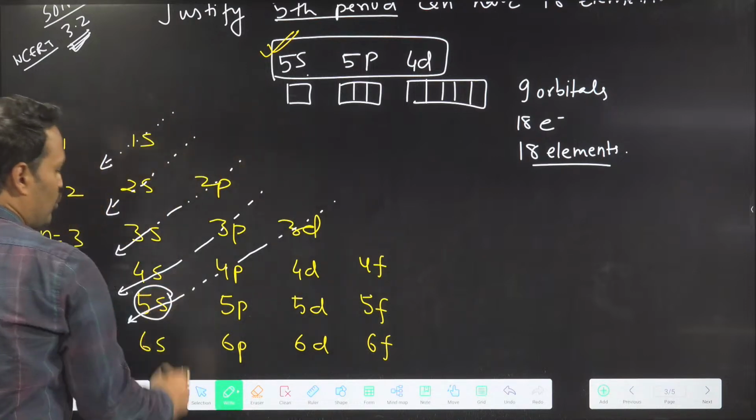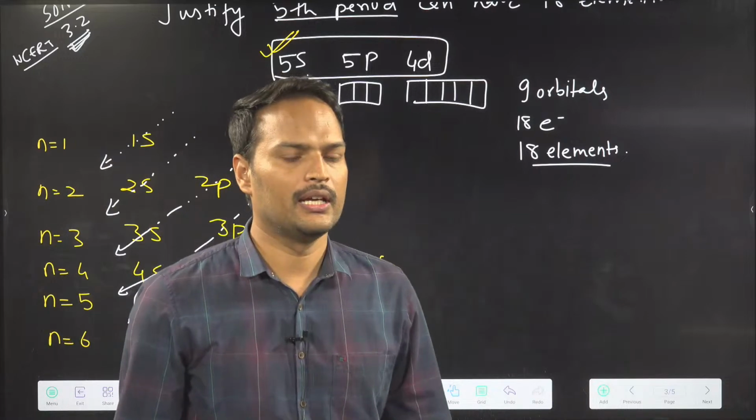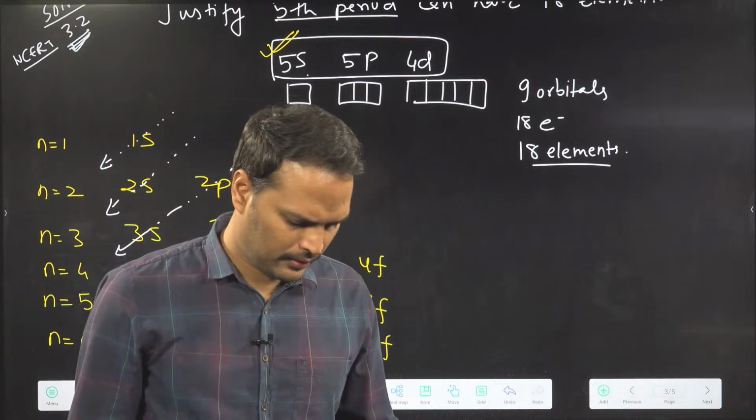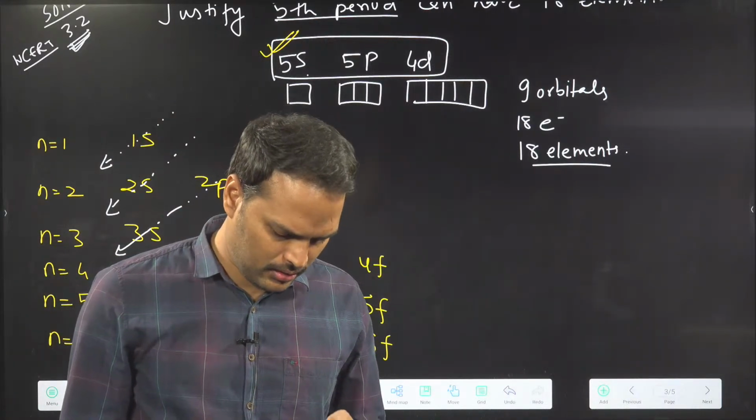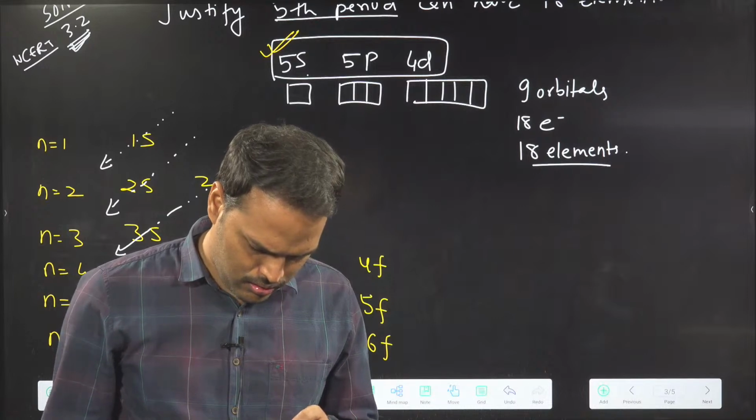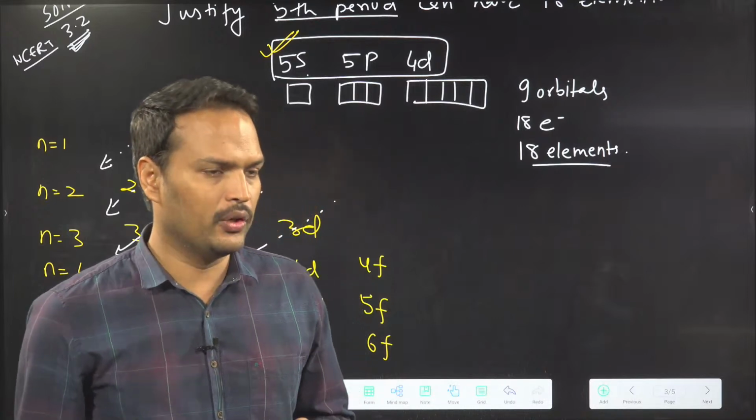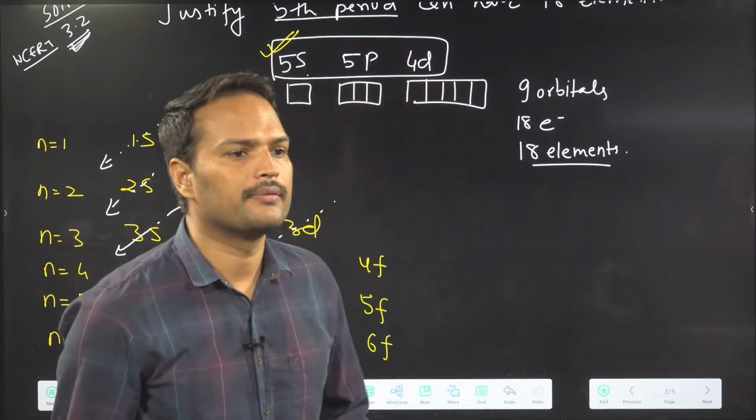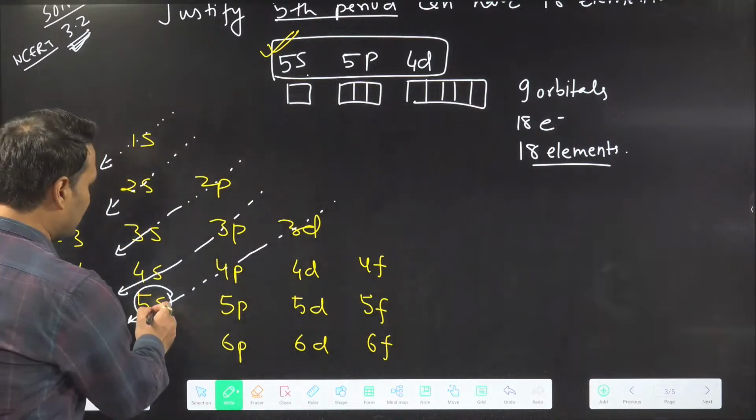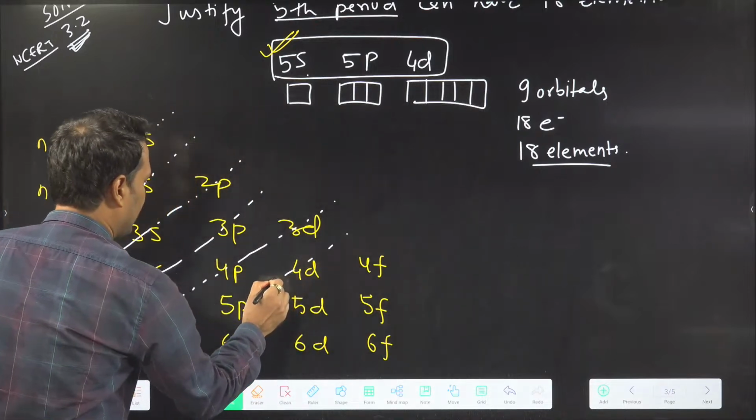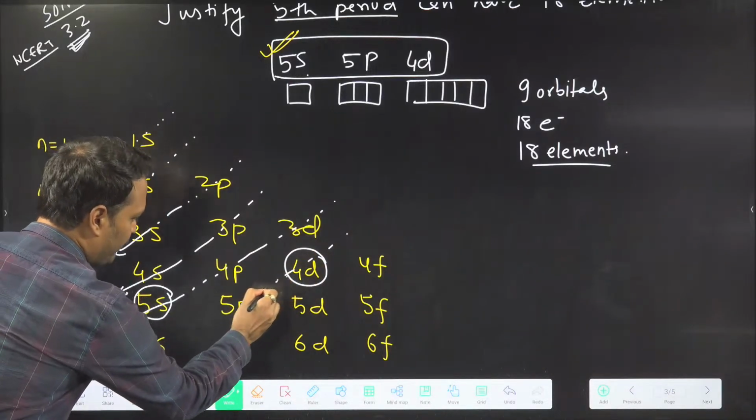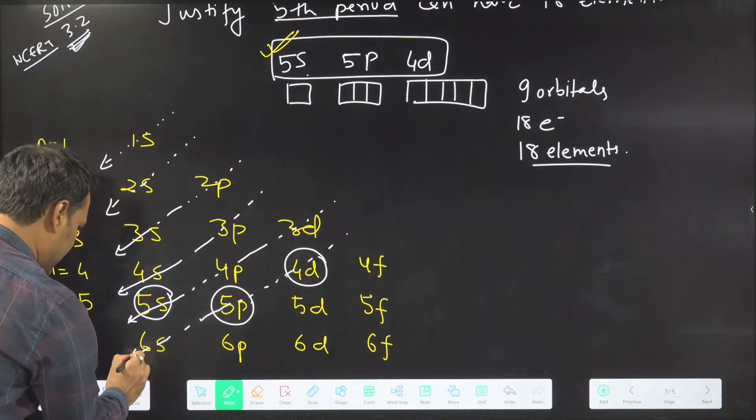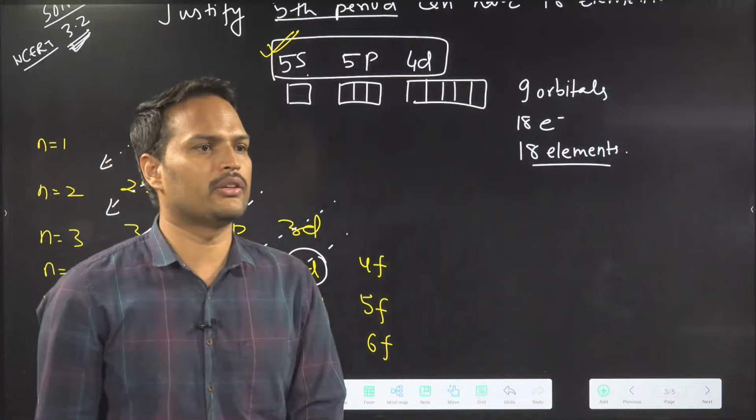After 5s, which orbital will be filled? Tell quickly. Everyone write in the comment. After 5s, you will fill 4d. Correct. After 4d, you will fill 5p. After 5p, you will fill 6s. Is it clear to everyone?